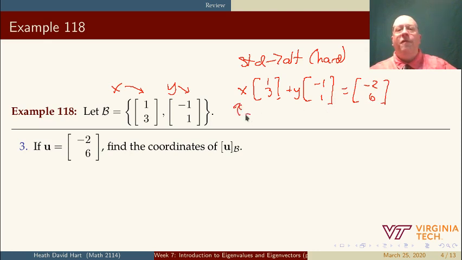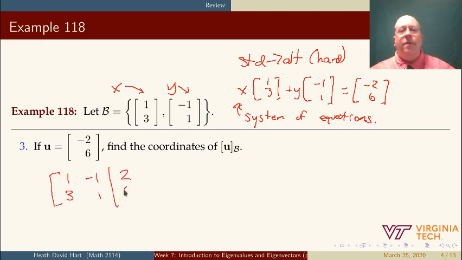But this is a system of equations. And we can solve that by row reduction. So if I look at this system and row reduce it, I'll eliminate this 3 using row 2 minus 3 row 1. 3 minus 3 will be 0. 1 minus negative 3 is 4. 6 minus 6 is, that should be a negative 2 because it was a negative 2 up here. 6 minus negative 6 is 12.